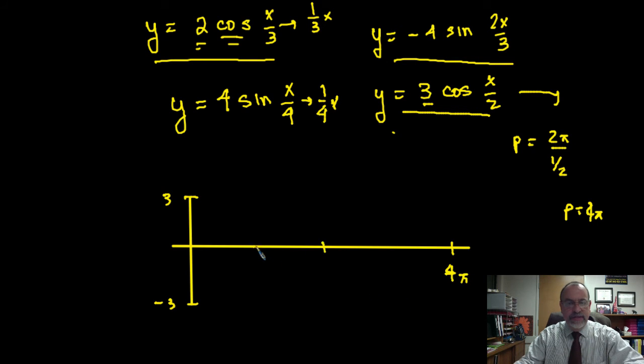I then divide this into even sections, 4 even sections. Half of 4 pi is 2 pi. Half of 2 pi is pi, so each one of these is pi in length. So this would be pi, 2 pi, this would be 3 pi, and then 4 pi. I use the cosine pattern, max, 0, min, 0, max, and then I draw my wave.